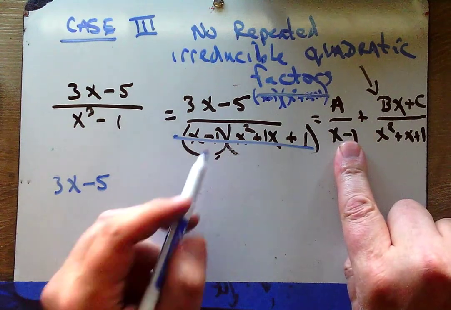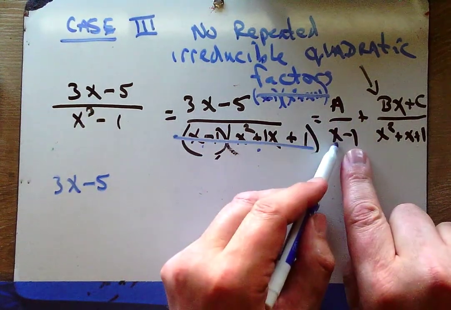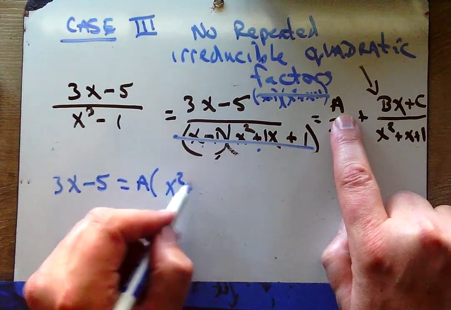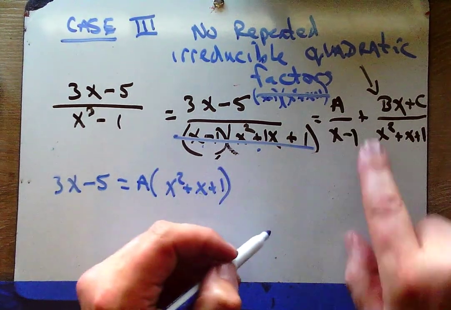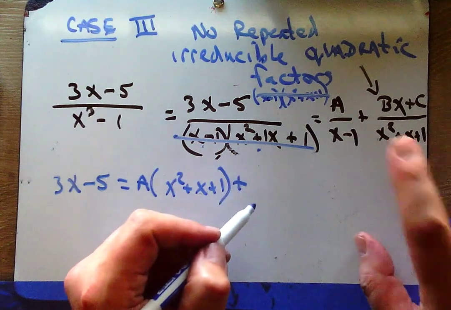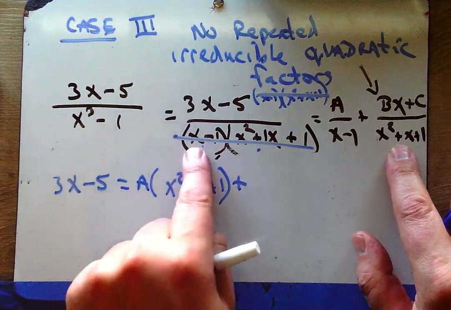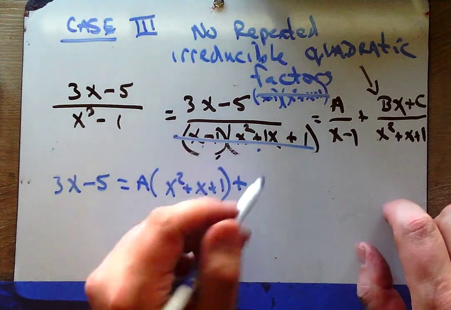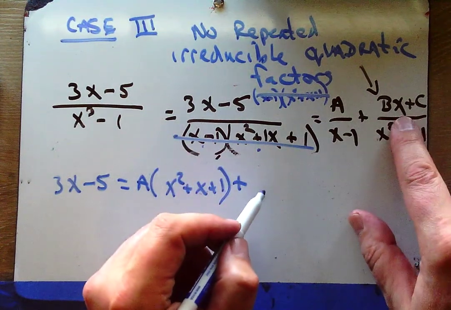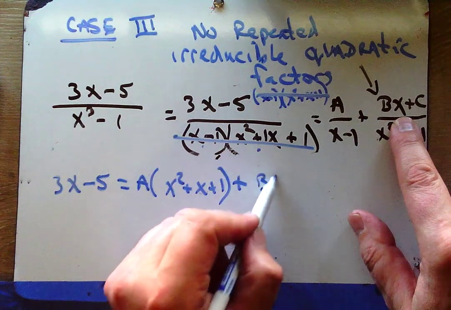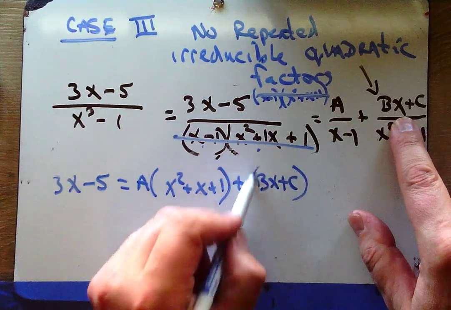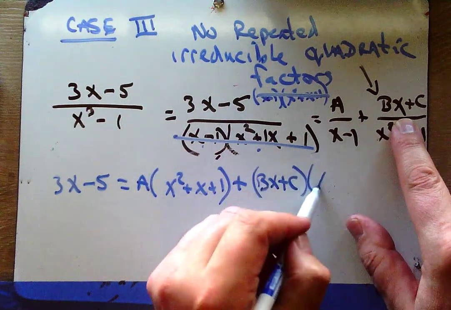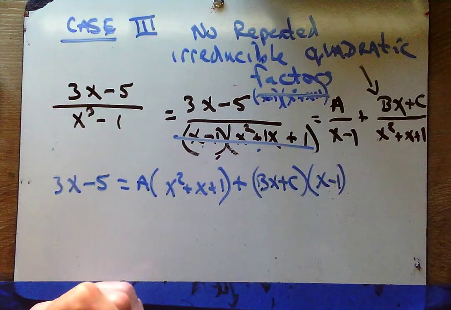Here, where I multiply by this times this, the x minus 1s will cancel, leaving me a times x squared plus x plus 1, plus sign. And then here, when I multiply by this times this, these will cancel, leaving me that x minus 1 times this stuff. Be careful. I'm going to say that again. Be careful. All of this stuff is being multiplied times x minus 1.